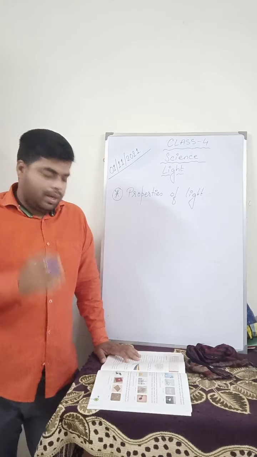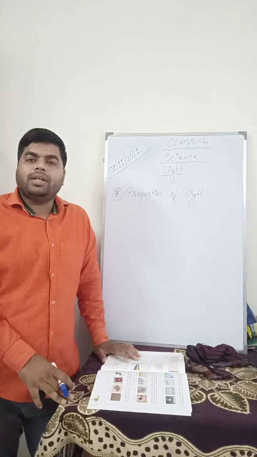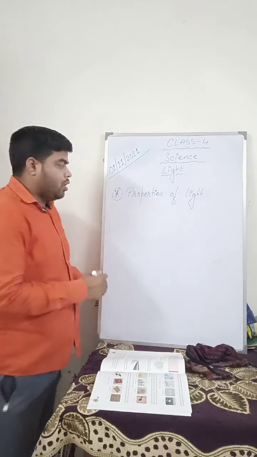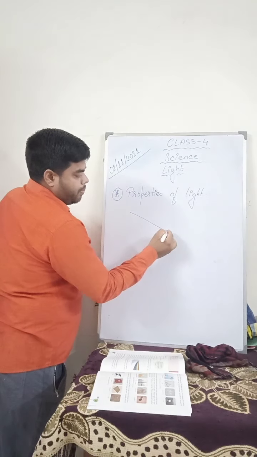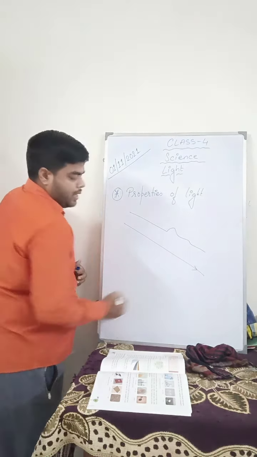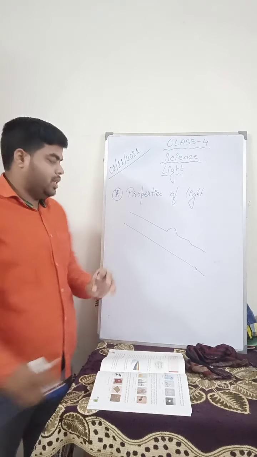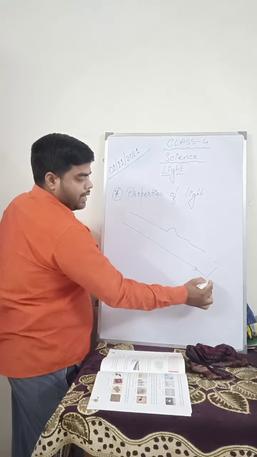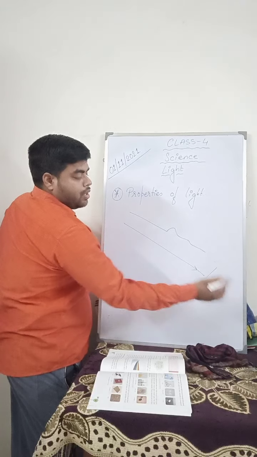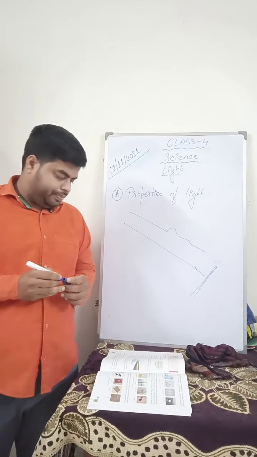So, what are they? Number one, light travels in a straight line in the form of rays. So, light does not bend. It travels in a straight path. Suppose there is any blockage, this light cannot go through that. So, light travels in a straight path.